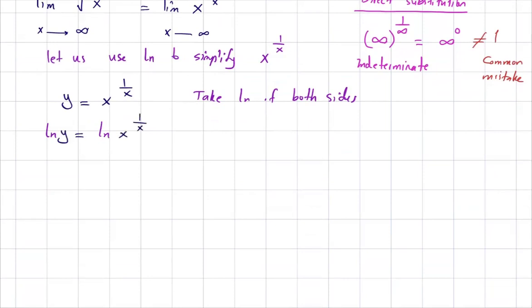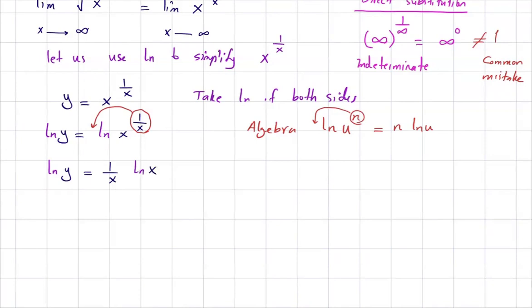From algebra, remember that if you have a quantity like u to the power n and you take ln of that quantity, we can take n and write it in front of ln. So you have n times ln of u. So this n here is 1 over x. You're going to write it in front of your ln. So ln of y on the left-hand side is equal to 1 over x times ln of x.